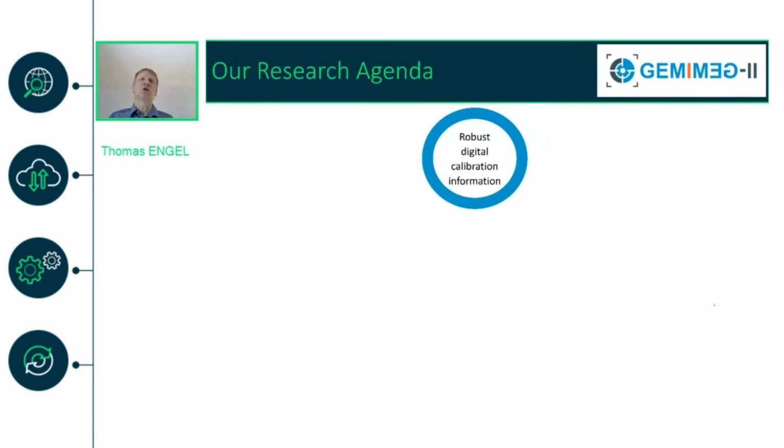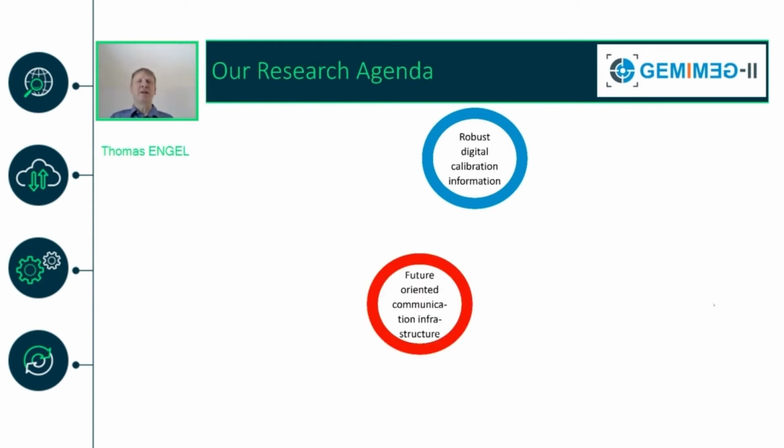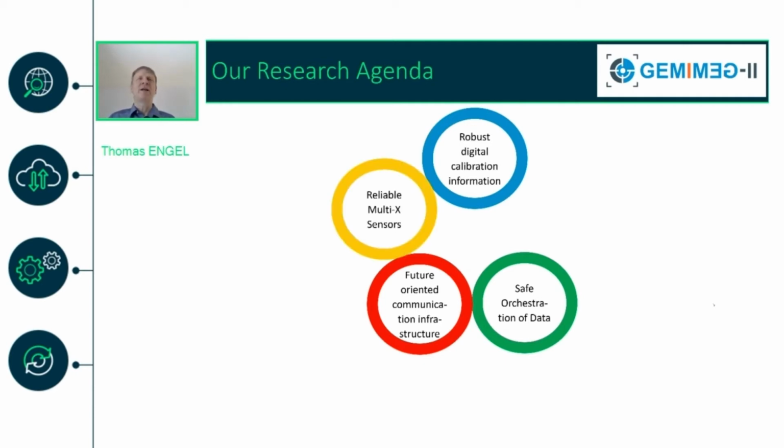What is our research agenda according to it? So at first, of course, we are looking at robust digital calibration information to replace the paper-based system we are seeing right now. In order to make it digital, we of course need a future-oriented communication infrastructure on the one side. Plus, we do need a safe data orchestration on the other side, just as a, let's say, core or base environment.